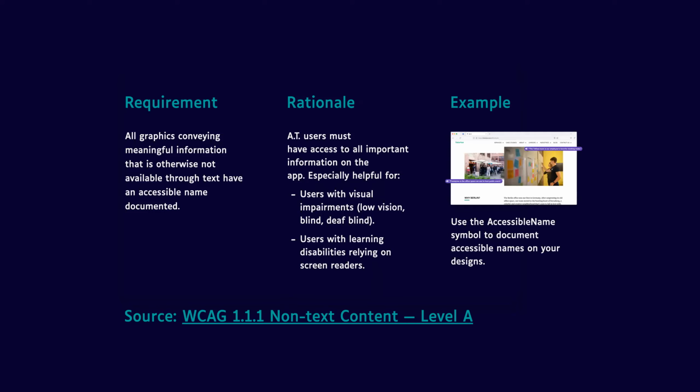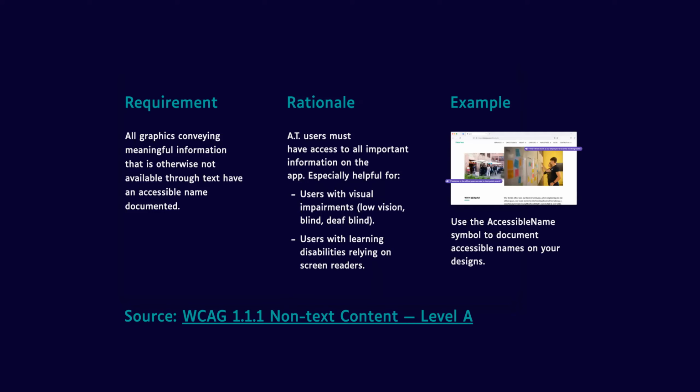A structure that I think is quite good would include the requirement, the rationale, an example to show what practice you want to adopt, and the source where the requirement is coming from. Okay, so now we talk about crafting the checklist, and another important step that comes next is shaping the checklist.